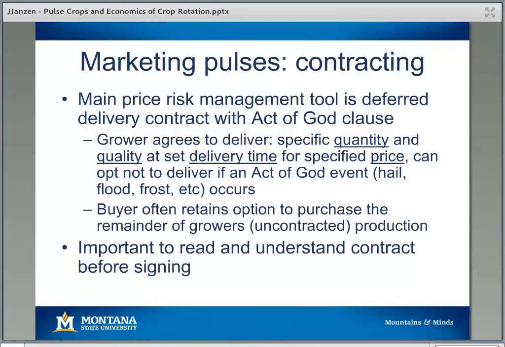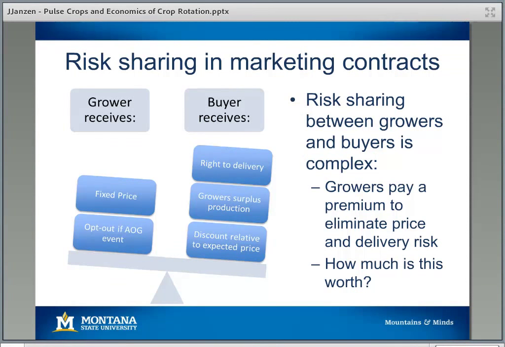There are some unique things that can occur. Some of those things are good. They're protections for you as a grower, particularly that act of God clause. But some of those things are options that you're granting to the buyer. So you think about there being a sort of risk sharing that occurs in these contracts. The grower receives a fixed price, this price guarantee that if prices fall, they'll get paid that specific price, and they get the option to opt out if one of those act of God events occurs. Okay, and those events are often named in the contract, so it's important to know which events are covered and which events aren't.